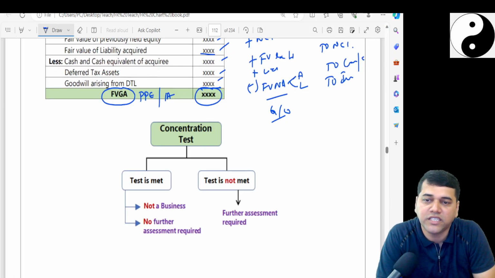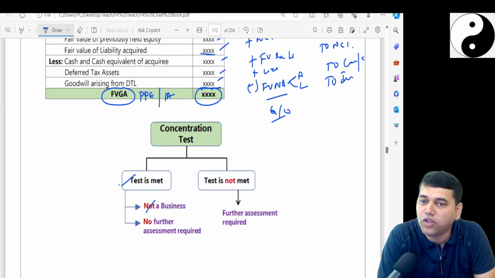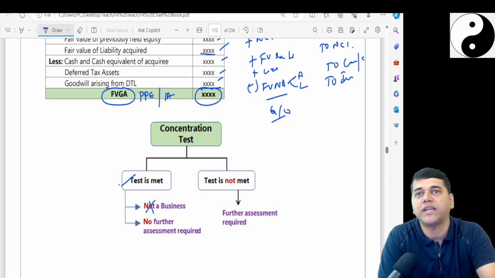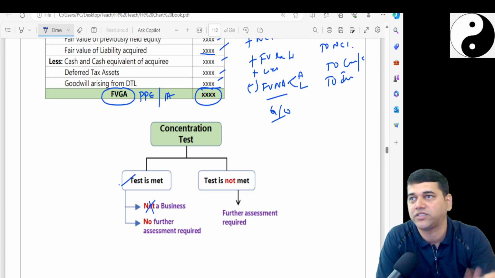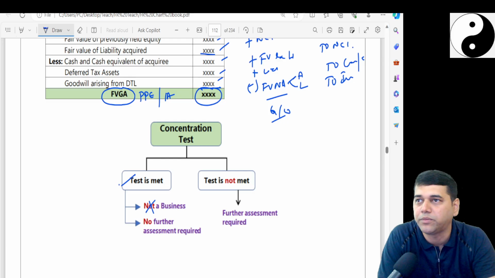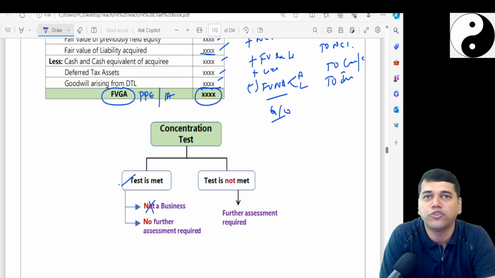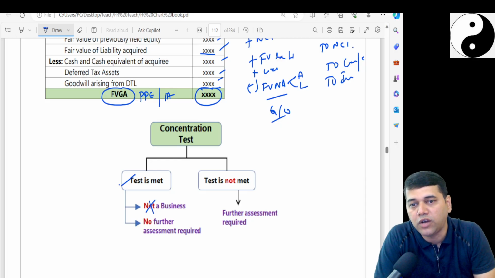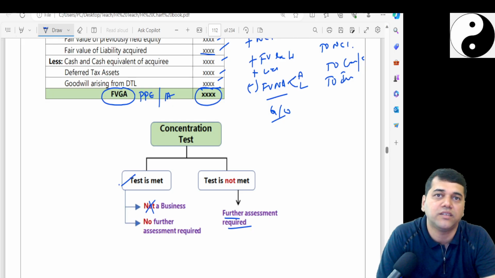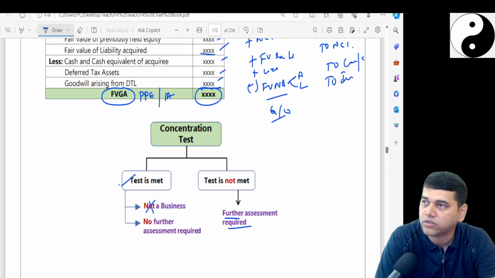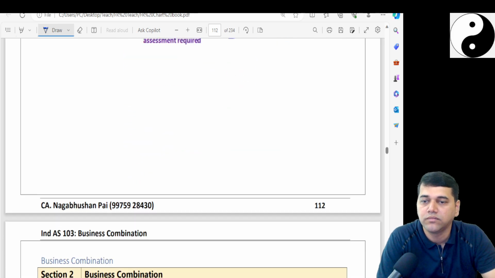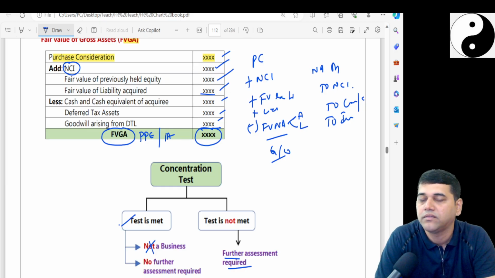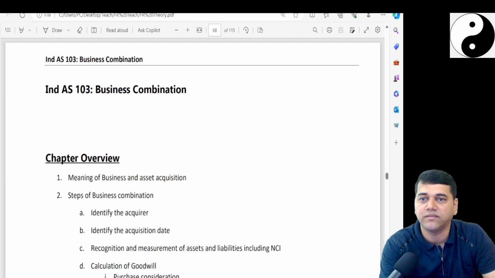So if the concentration test is met, it is not a business combination and you don't need to do any further assessment. Just pass one accounting entry, asset account debit to cash. Finish. Goodwill and all doesn't come into picture. NCI, consolidation you need not prepare. But if the test is not met, you have to do the further assessment to check whether there is a business acquisition or not. Are you clear, students? First part. Asset acquisition concept is clear. Okay. We will check certain theory on this.